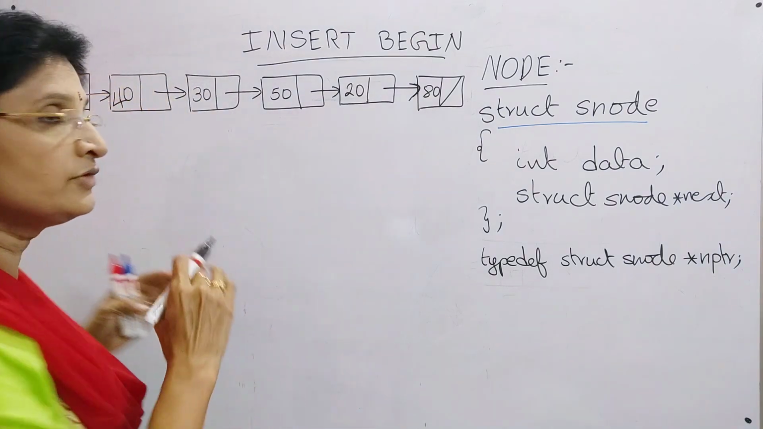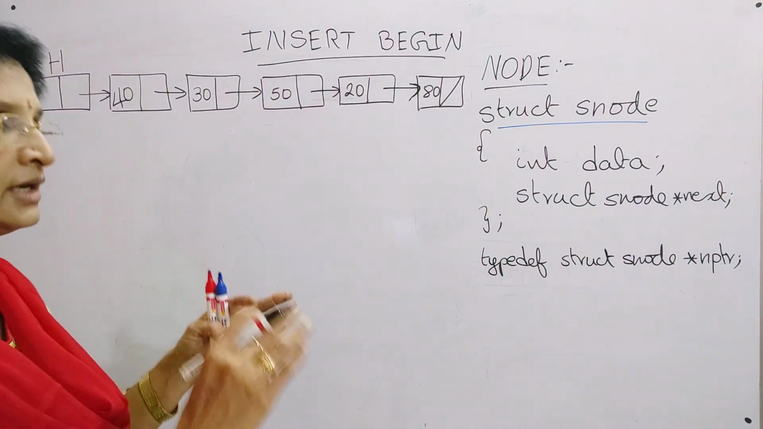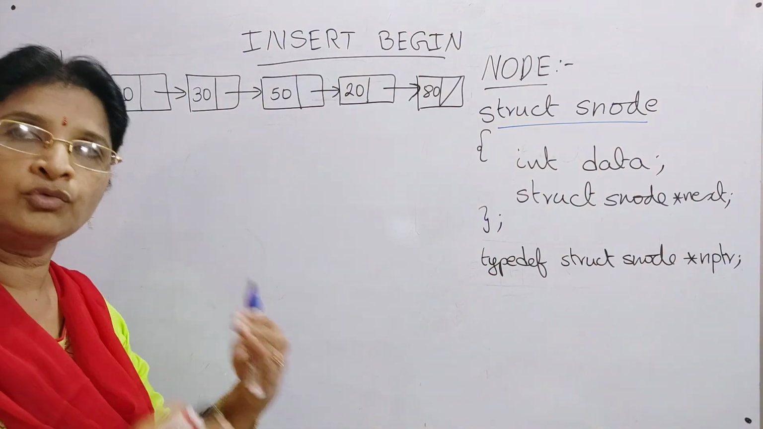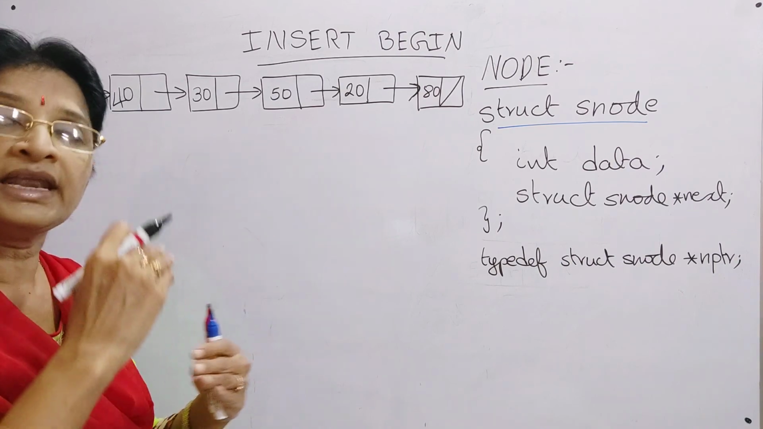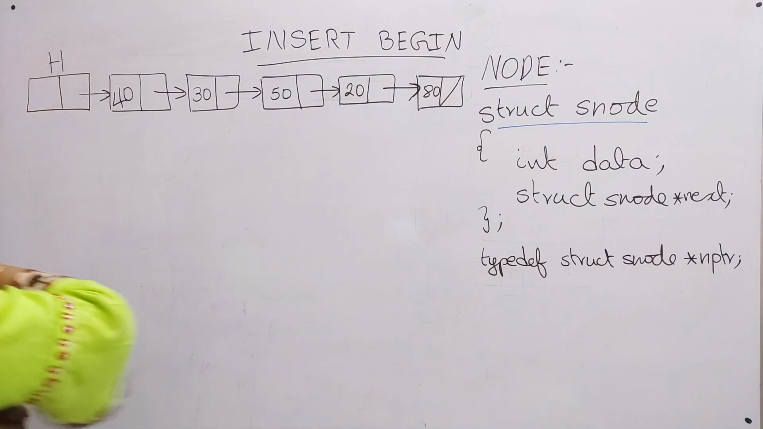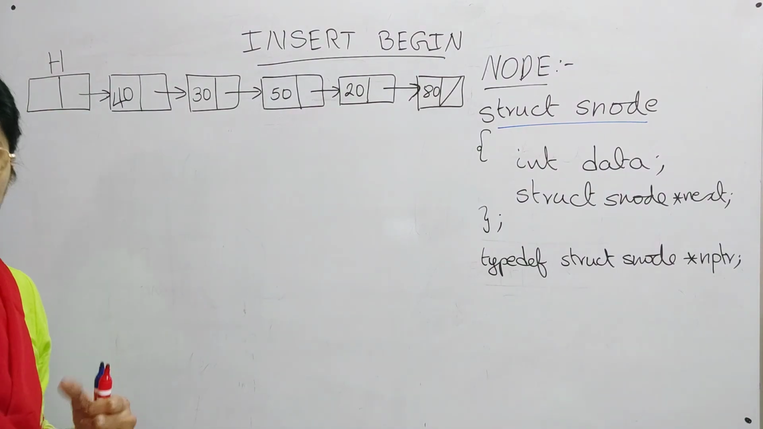Okay. So now we will use that header in this function. We will see how we can create a new node, and then how we can insert that node at the beginning of the list. So for that, first of all, you have to create a node.